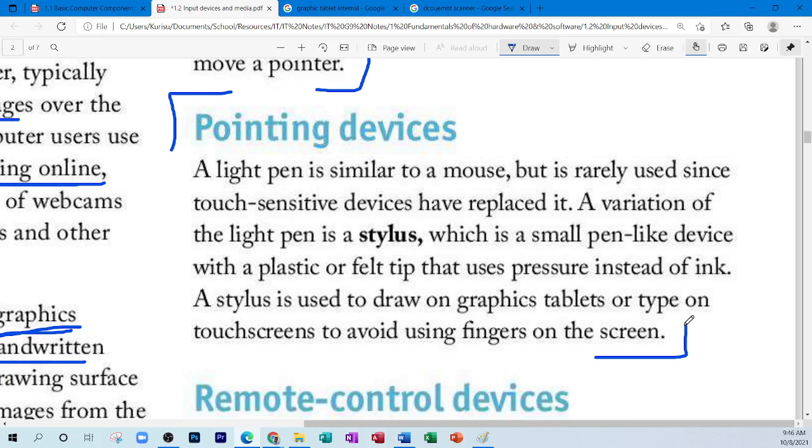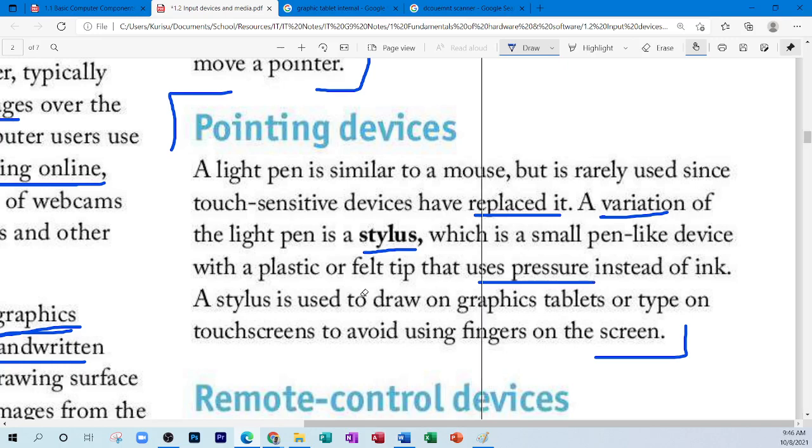Pointing devices. A light pen is similar to a mouse, but is rarely used since touch sensitive devices have replaced it. A variation of the light pen is a stylus, which is a small pen-like device with a plastic or felt tip that uses pressure instead of ink. A stylus is used to draw on graphics tablets, or type on touchscreens to avoid using fingers on the screen.